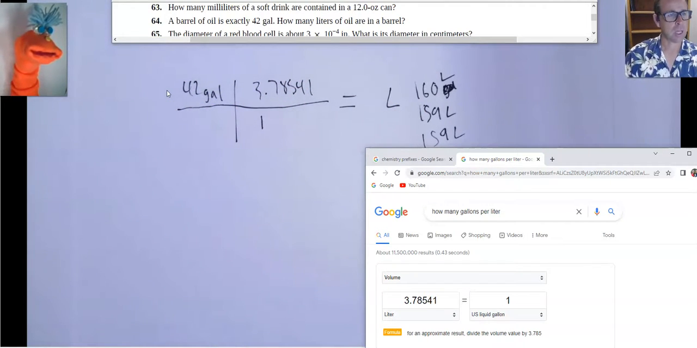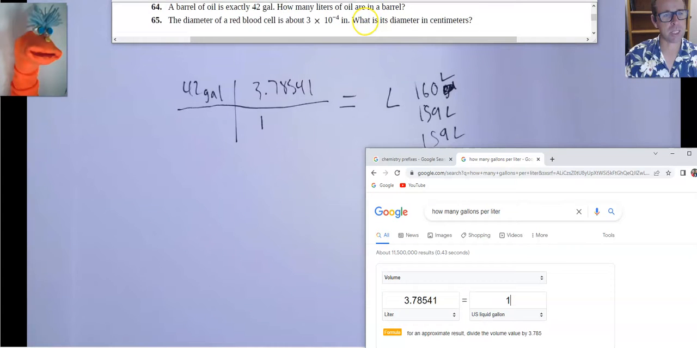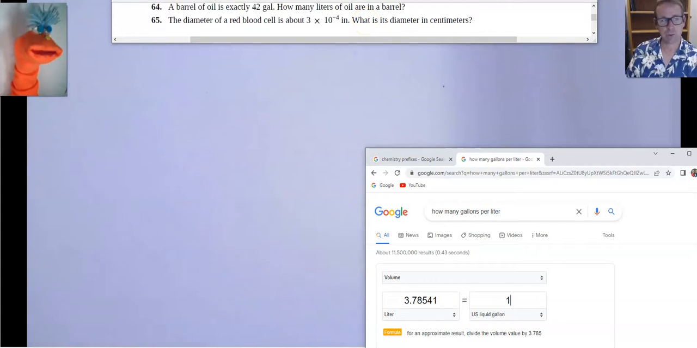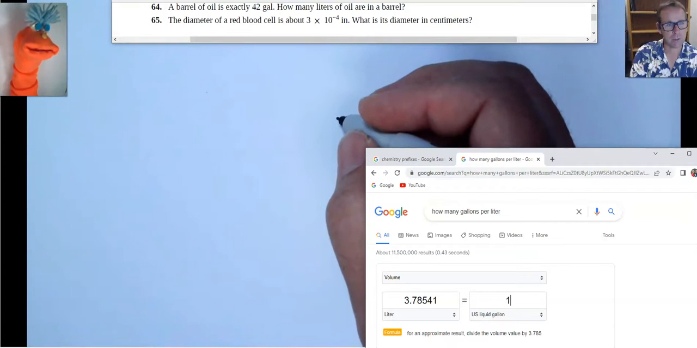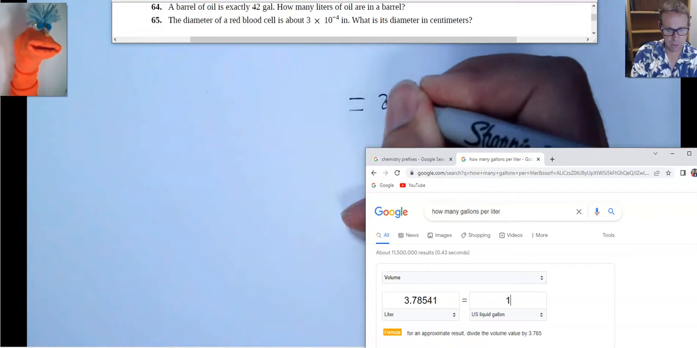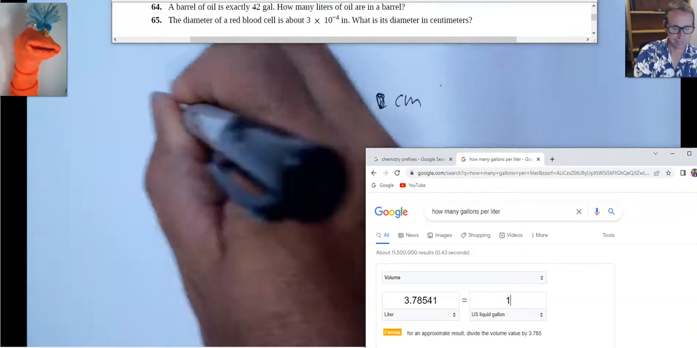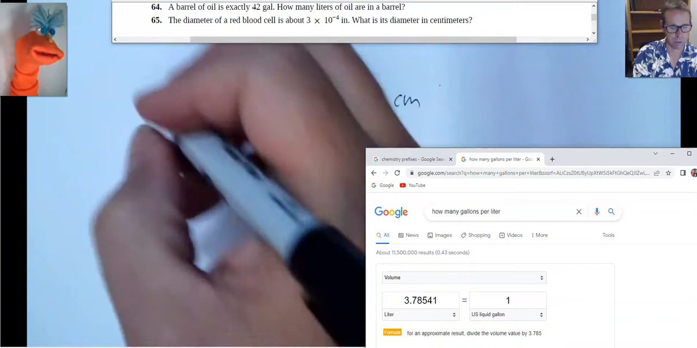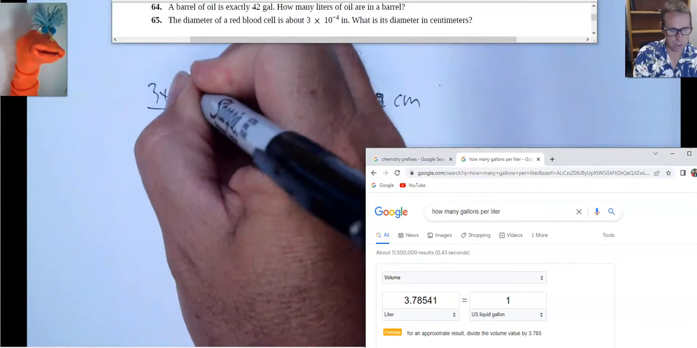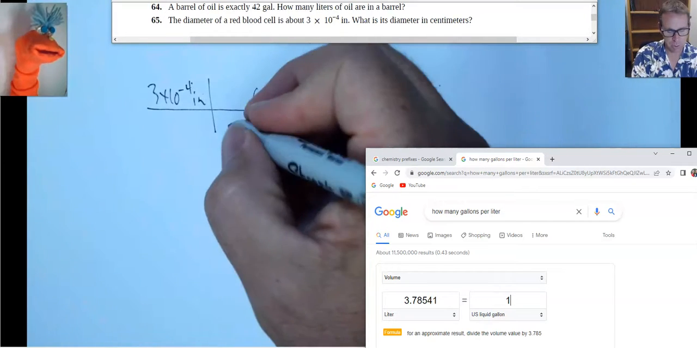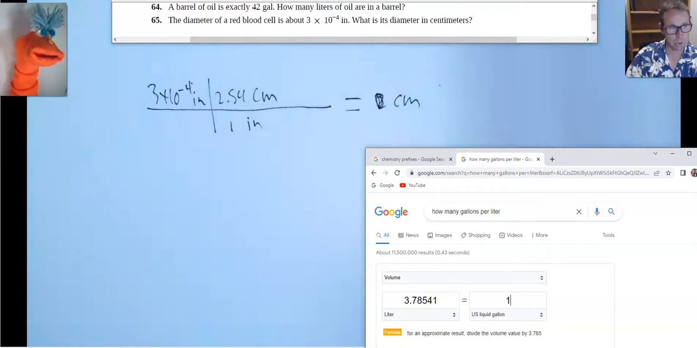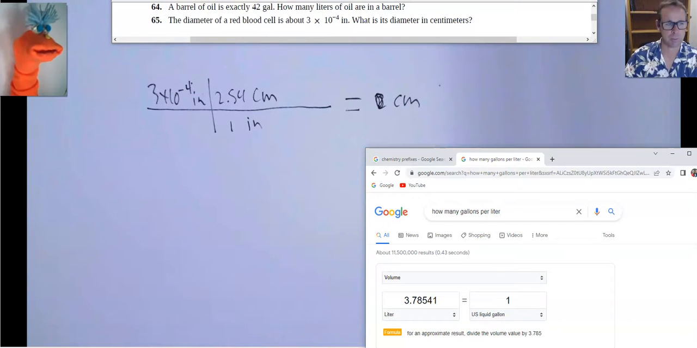The diameter of a red blood cell is about that many inches. What's the diameter in centimeters? Just divide by 2.54? Maybe, but you don't want to rely on that sort of thing. You want to use your dimensional analysis. So what are the units we're after? Centimeters. And then 3 times 10 to the minus 4 inches, and then inches on the bottom, centimeters on the top. 1 inch is 2.54 centimeters. So you multiply by it. We didn't divide by it, we multiplied by it, right?